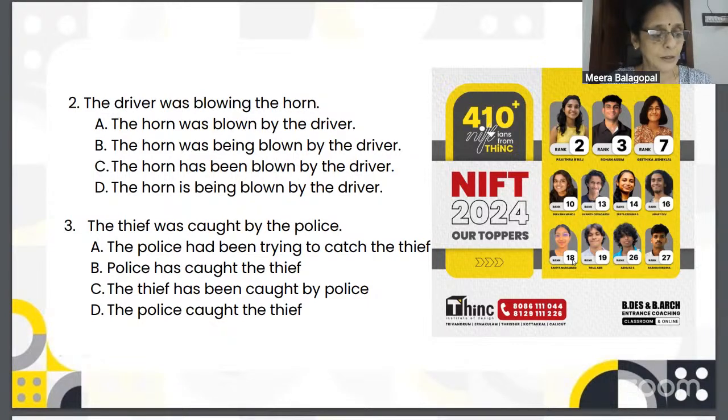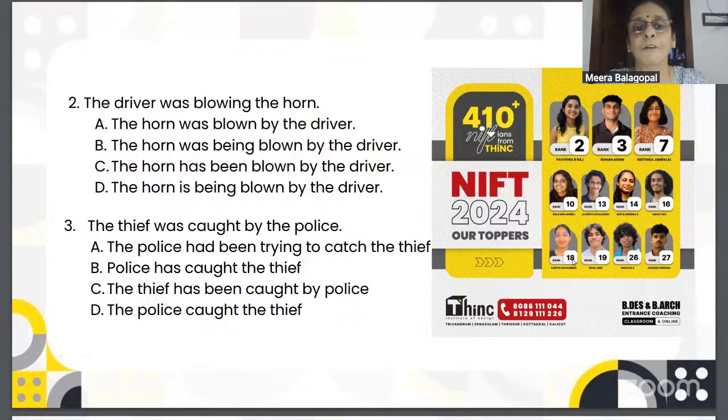The horn will become the subject in passive voice. The horn, as it is continuous tense, horn is singular, past tense, was, then you have to use being. The horn was being blown by the driver. Blown is the past participle of blow. So the horn was being blown by the driver.